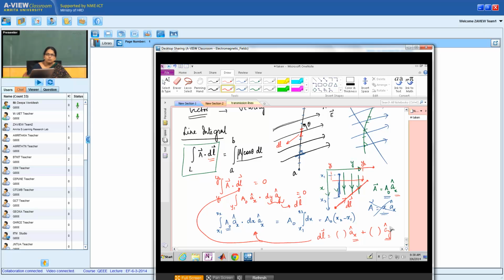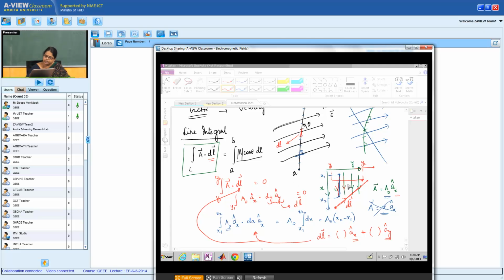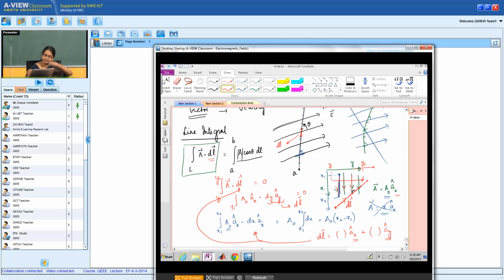What is it telling you? Physically, it is telling you the projection of this vector field, or the effect of this vector field, along the line that I am considering. So let us say my fingers are representing the direction of the vector field. If my line is here, it actually tells me the projection of this field along this line, the effect of the field along the line that I am considering. That is what the line integral is telling you.